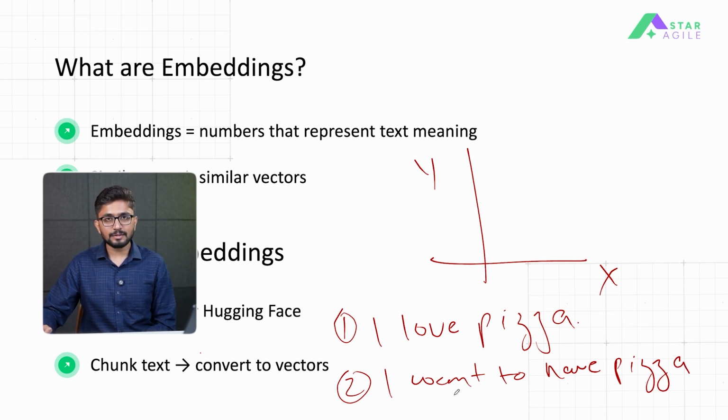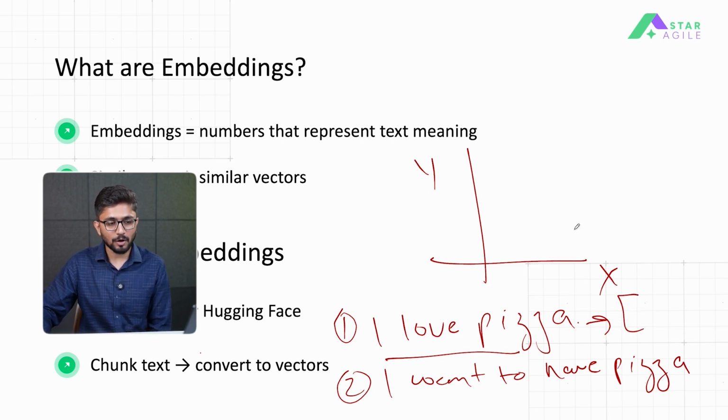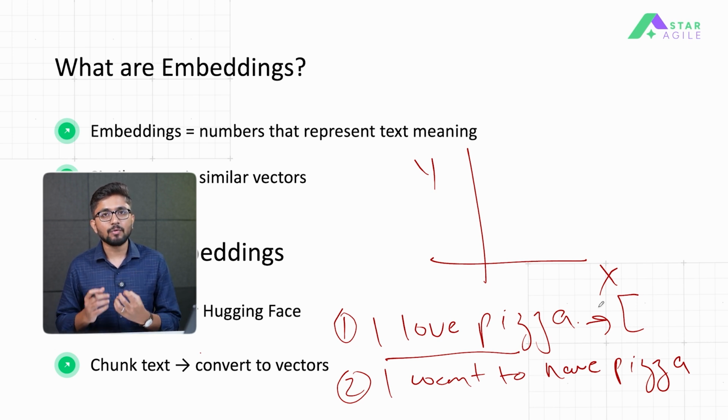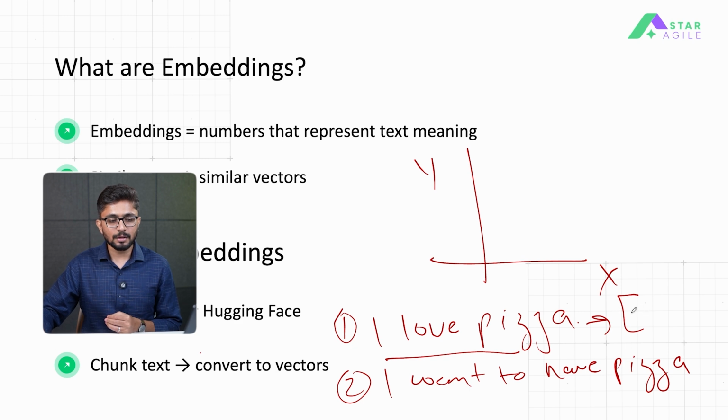So embeddings are going to convert this piece of text into a two-dimensional vector. These two-dimensional vectors will be such that when you plot them, they are going to be closer to each other because they are conveying a similar meaning. In both sentences, we are talking about pizzas and expressing the way that we want to have pizza. So these embeddings are going to look like a set of vectors for x and y coordinates.